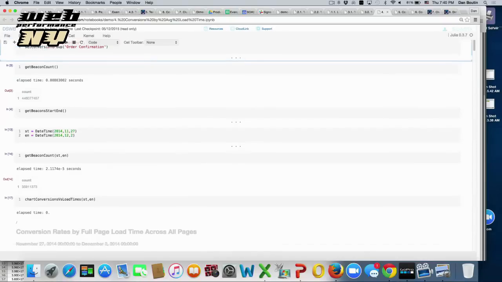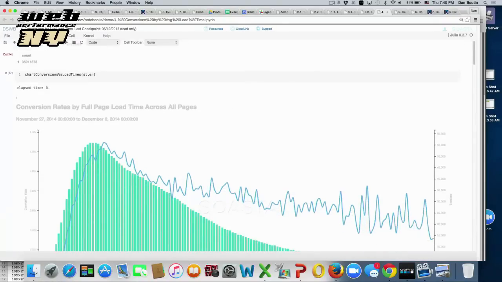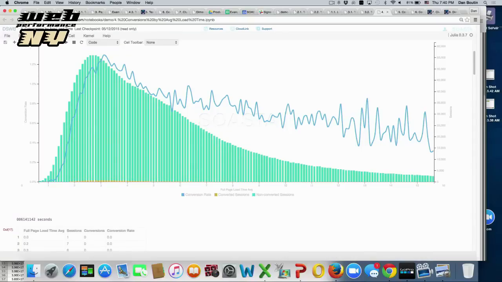If I want to actually look at conversion rates by load time, I want to be able to see, hey, how long are people waiting before they convert, and where do they start dropping off? So this is your conversion rate. I can actually look at the conversion rate against number of sessions, and then non-converted as well. So I can actually see where's that spot where people are bailing and not converting.